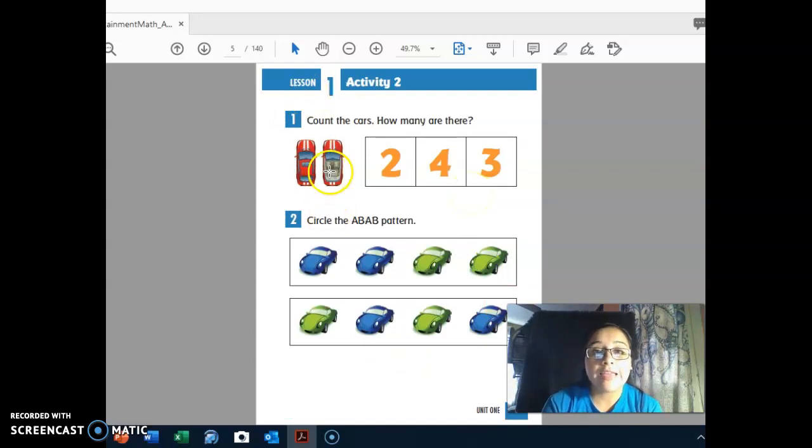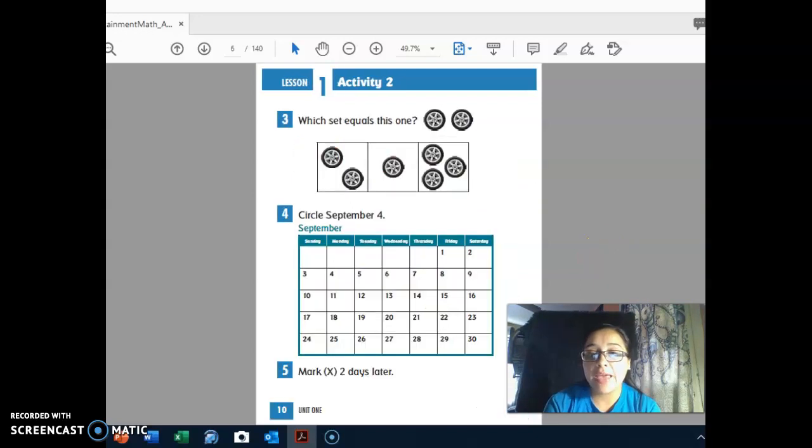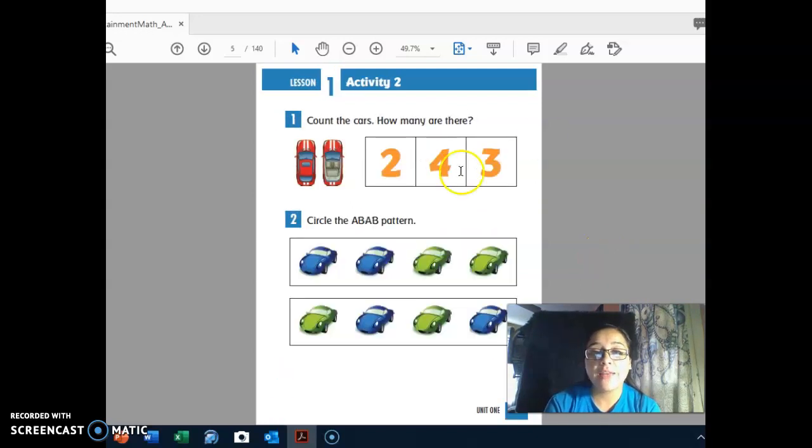The next one says, count the cars. How many are there? So how many cars do we have? Get ready. 1, 2. Circle the correct number. Is it 2, 4, or 3? Next, we have the ABA pattern. Find the ABA pattern. So you're going to circle the ABA pattern. Is it A, B, B, or A, B, B? Look at the pattern that they want.